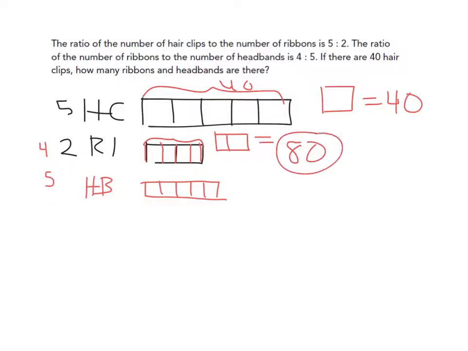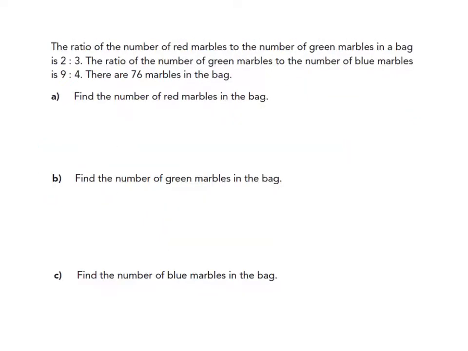But if 2 big ones are 80, then 4 little ones must be 20 apiece. So then these little ones must represent 100. So I know that there's 40 hair clips because they told me, but I used that to find out how many ribbons, in this case 80, and how many headbands, in this case 100, to answer that question. If you set this one up a similar way, you'll be able to solve it, so why don't you try it and see how you do.